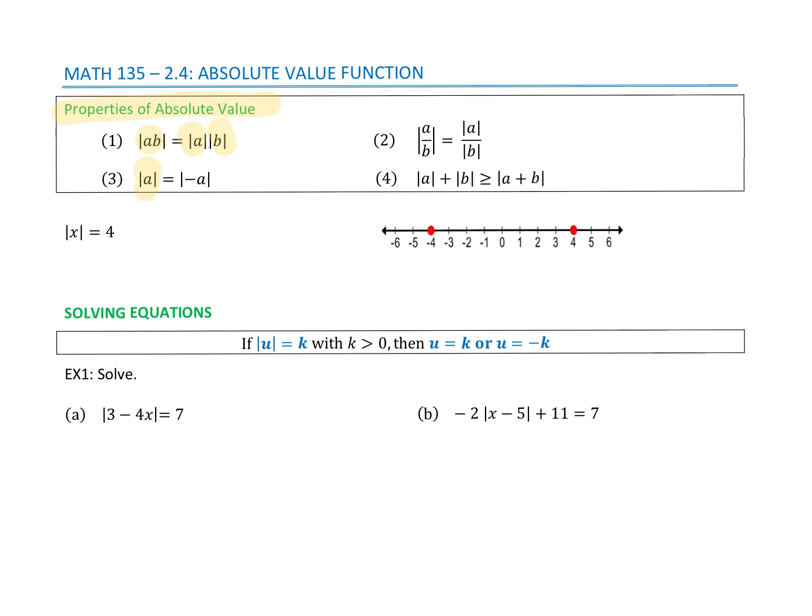Also, the absolute value of A is equal to the same thing as the absolute value of the opposite of A. And then for 2, very similar to number 1. Again, if you have the division of two absolute values, you can split it up into one absolute value divided by the other one. And then for number 4, the addition of two items in the absolute value bar is greater than or equal to the addition of those two items inside the absolute value bar.